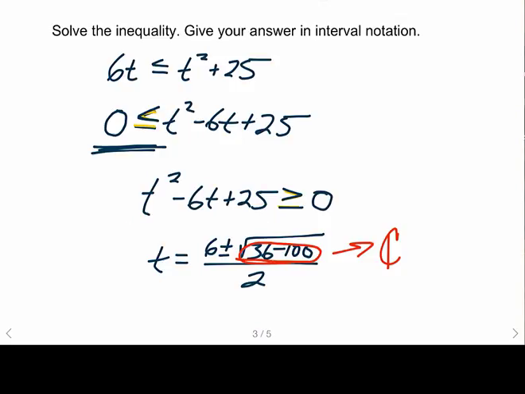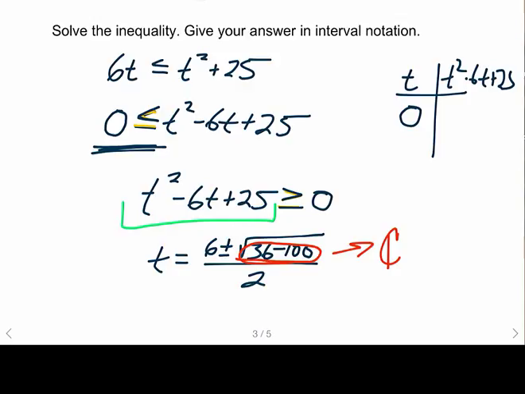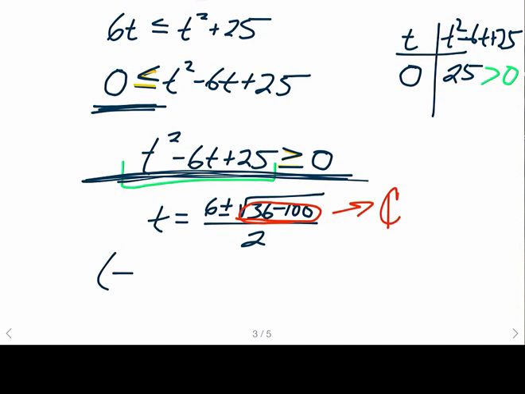What we can conclude from that is the expression t squared minus 6t plus 25 is either always positive or always negative. It shouldn't be too hard to figure out which one it is. We can pick any test point, and so I'm going to pick a test point of 0. The expression t squared minus 6t plus 25, if t is equal to 0, is positive. It's 25. Therefore, the expression is always positive, and so it's always the case that t squared minus 6t plus 25 is greater than or equal to 0. Our answer in interval notation: negative infinity to infinity.